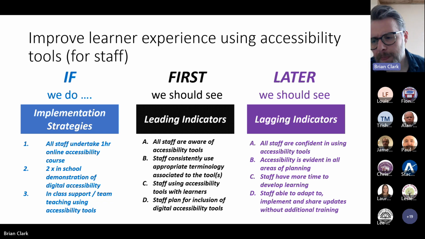So, for example, for our implementation strategies for that target of improving learning experience using accessibility tools, I'm listing down there the things that we're going to do, back from those little chunks and maps. These are the things that we're going to do to help meet our target up there, which is improving the use of accessibility tools for staff. We've got planned activities and we've got resources. So at the end of our first cycle, our 6 weeks or 8 weeks, what do we expect to see for our staff? What behaviours and changes should we see in our staff? And we list down what we might expect to see.